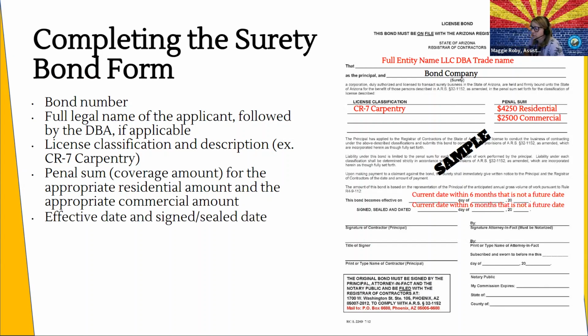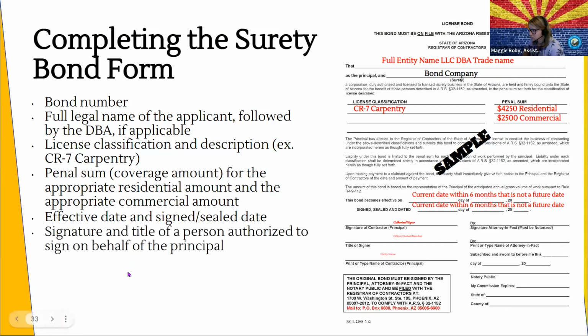Also your penal sums. So on the right-hand side of the bond form, you'll see where it says penal sums. If you are applying for a dual license, meaning your license covers both commercial and residential, it needs to look similar to this example on the screen, where it has the separate penal sums divided out per residential and commercial. So this one, for example, has a coverage of $4,250 in residential and $2,500 in commercial.